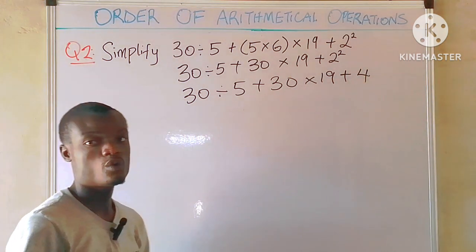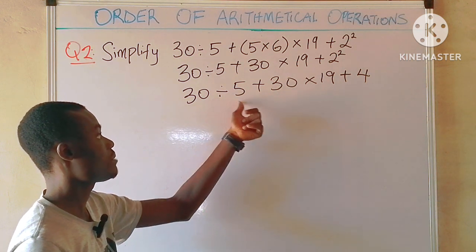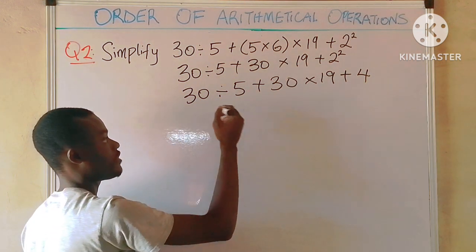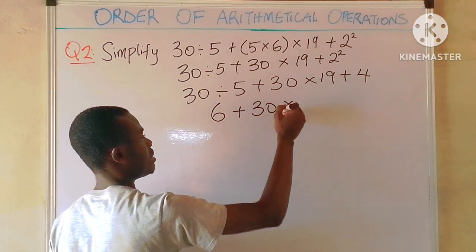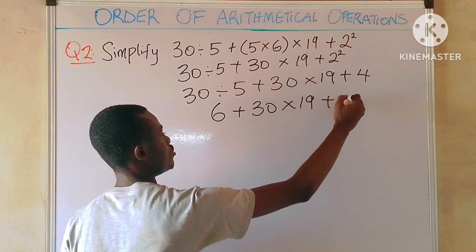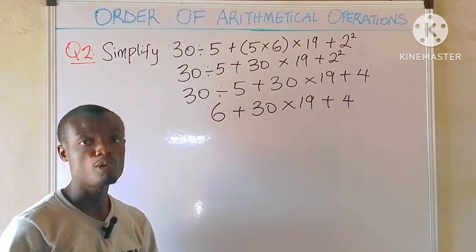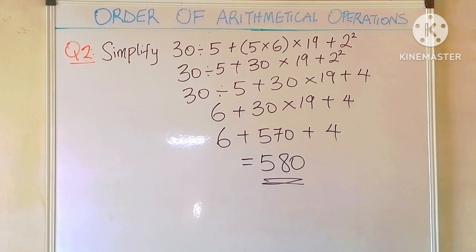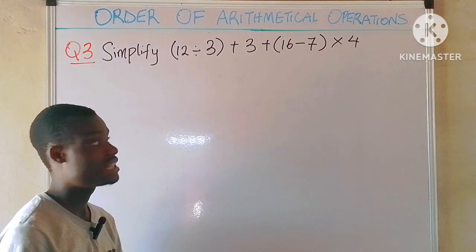So after order, we move to division. So we can now divide 30 divided by 5, and 30 divided by 5 is 6 plus 30 times 19 plus 4. After division, we move to multiplication. So therefore 30 times 19 is equal to 570. So when we add up those values, we'll get 580. So in question 3, we are told to simplify another expression.